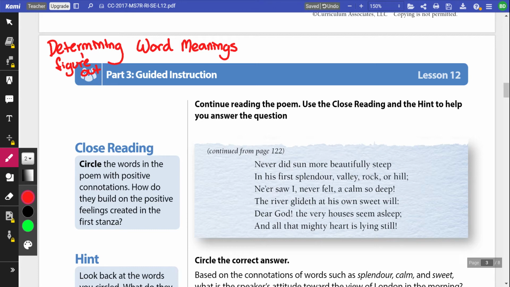And word meanings, guys, we have two different types that we're going to look at. I'm thinking back to lesson 9. We have two different types of word meanings that we're looking at for lesson 12. The first type is figurative, and the second type is connotative.